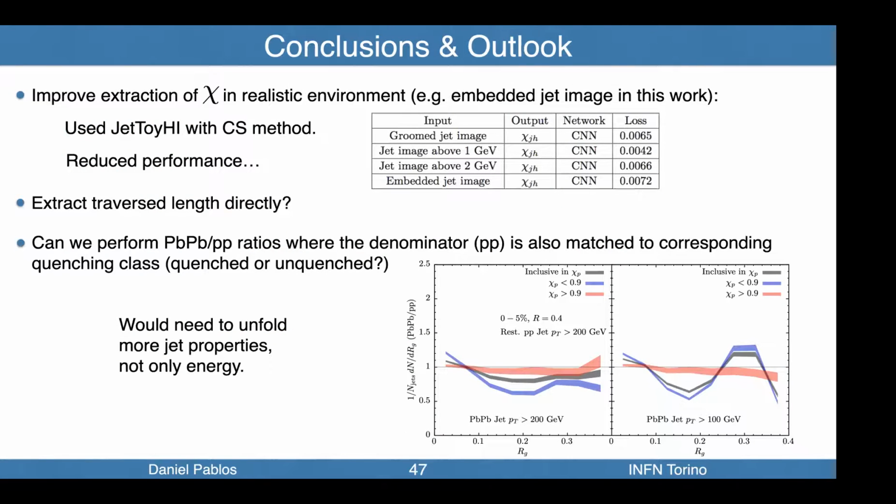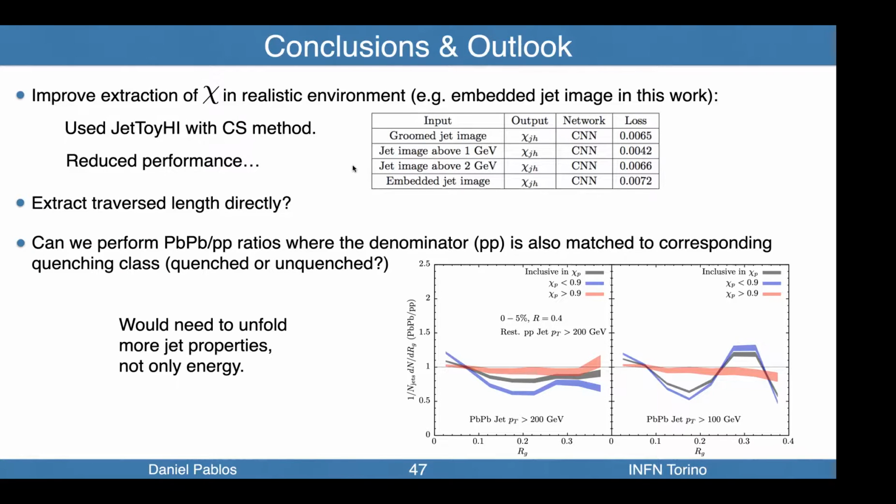Of course, one of the greatest challenges is to extract chi in a realistic environment. So we embedded this framework into the jet toy heavy ion with the constituent subtraction method, and the performance was greatly reduced. So in a realistic heavy ion environment with a thermal, large, fluctuating background, after performing background subtraction, the performance is reduced. So this is clearly the greatest challenge in terms of experiments. It does not render the results useless. However, the performance is quite reduced.